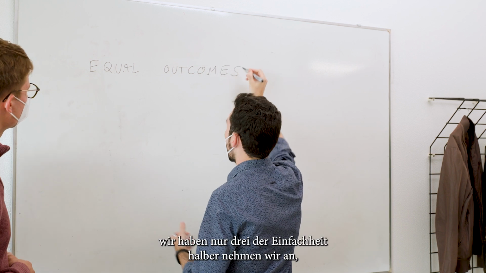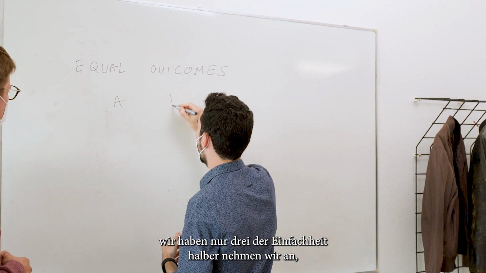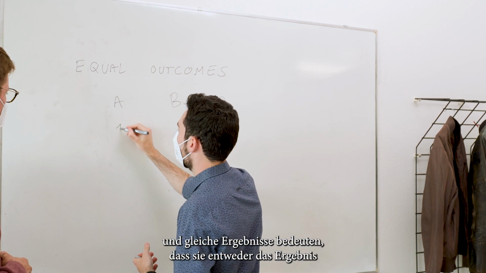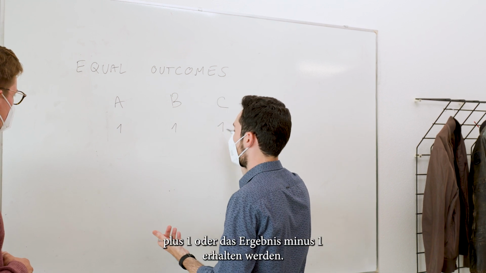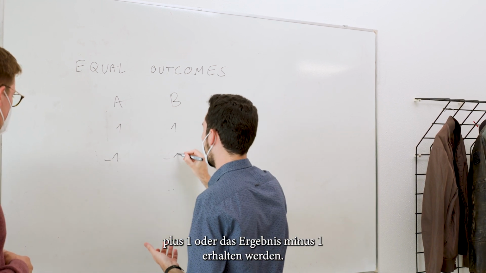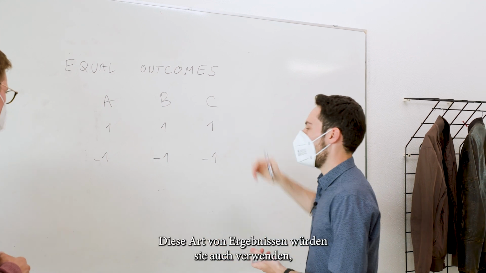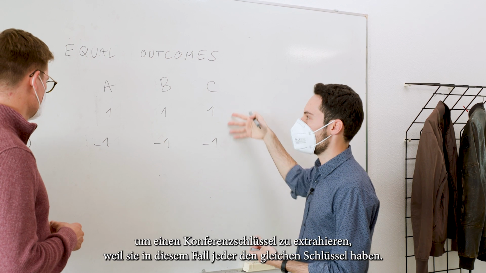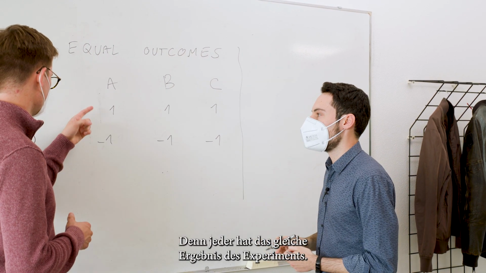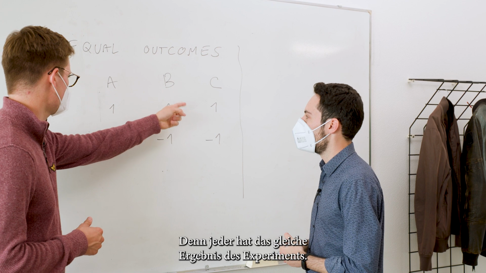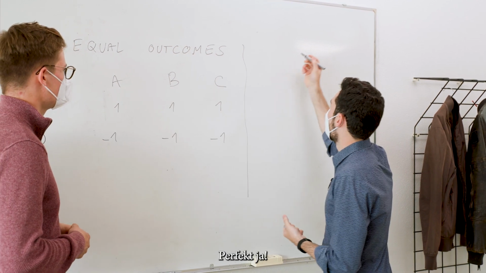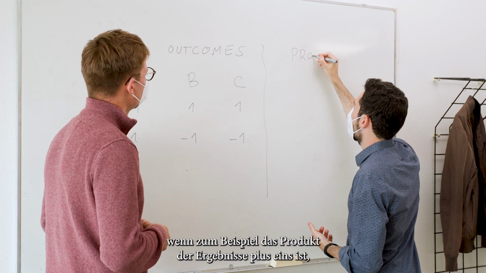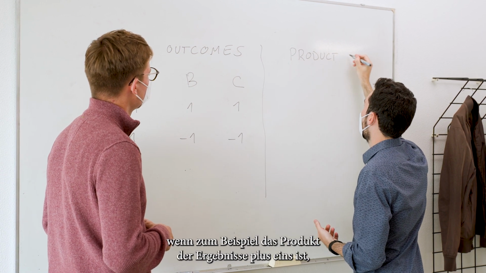So let's assume we have just three parties for simplicity. We have Alice, Bob, and Charlie. Equal outcomes means that they are either going to obtain the result +1 or the result -1. These kinds of outcomes are the ones they would also use to extract a conference key, because they have the same outcome. In that case, everybody would have the same key, because everybody has the same outcome of the experiment.